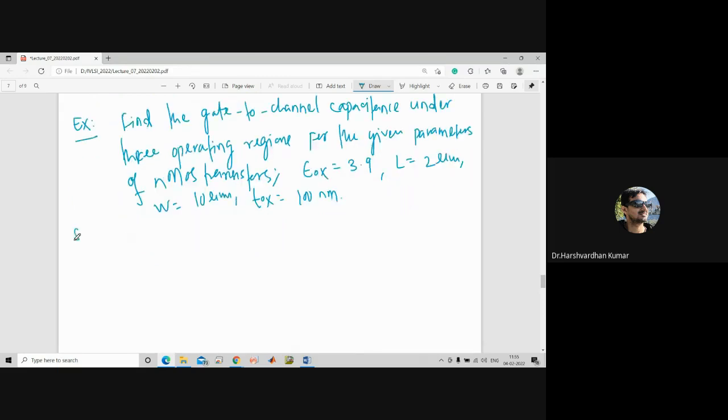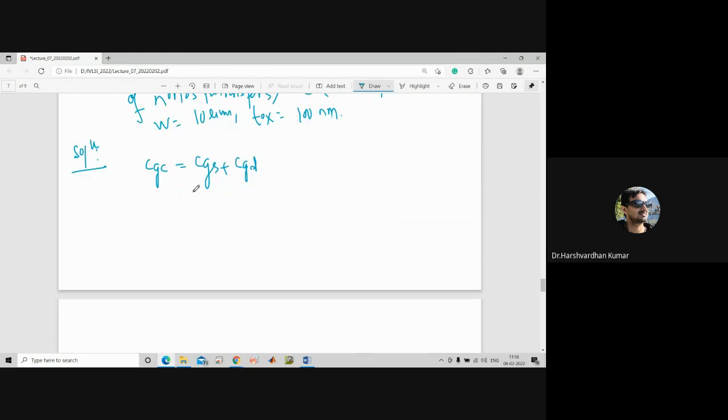Okay. So we have to find what they have asked: the gate to channel capacitance under 3 operating regions, right? So gate to channel means GC. And they have not asked about the parasitic capacitance, so we don't have to calculate for that. Here the gate to channel will be gate to source plus gate to drain. So under 3 regions, right?